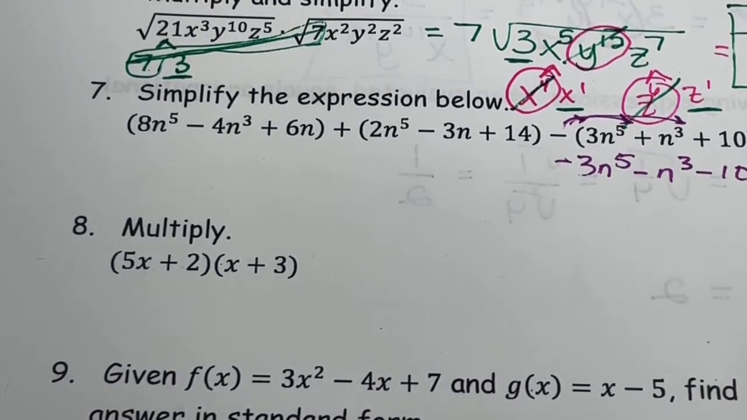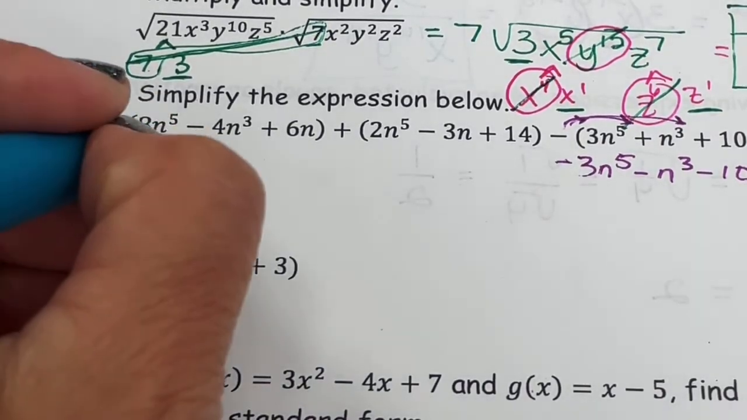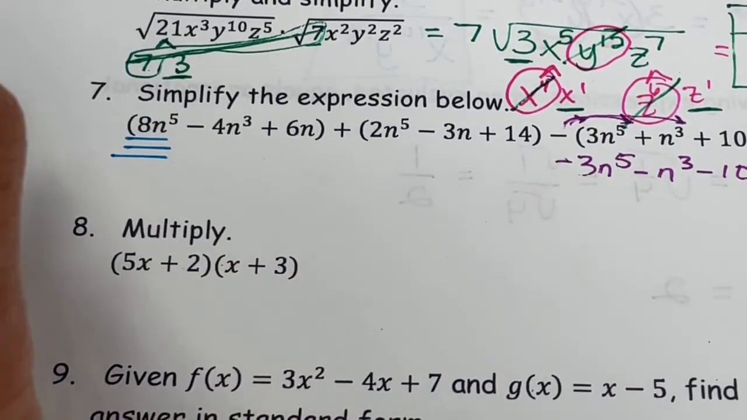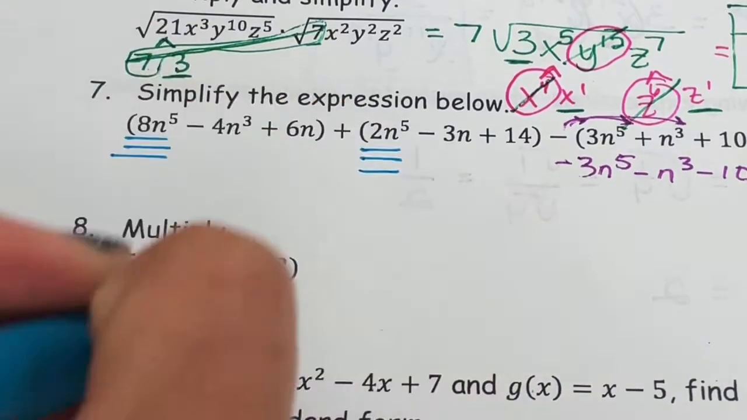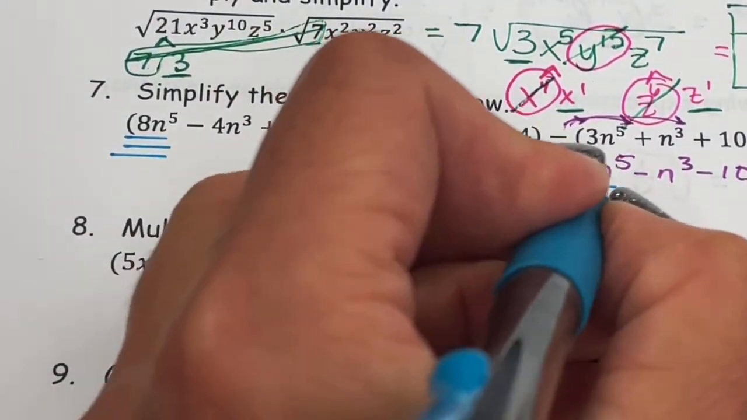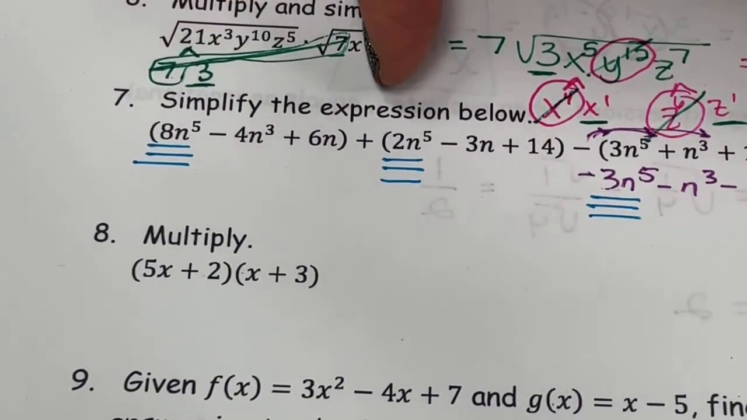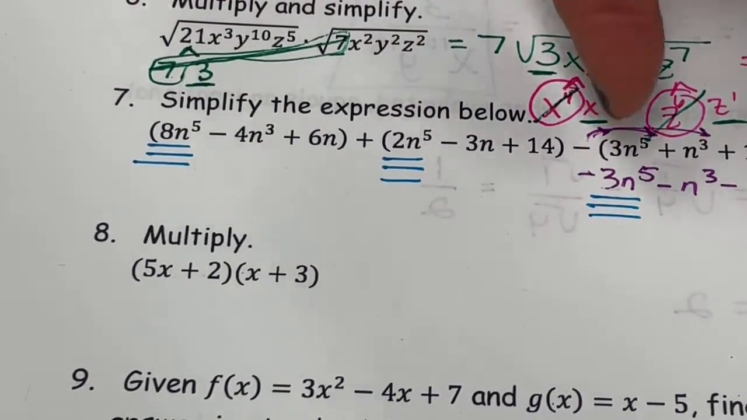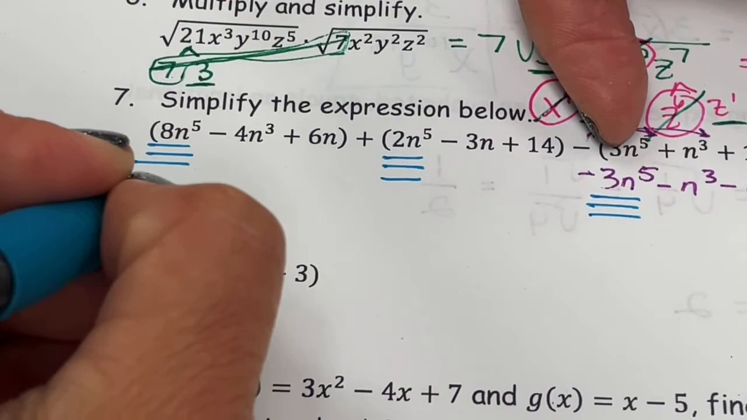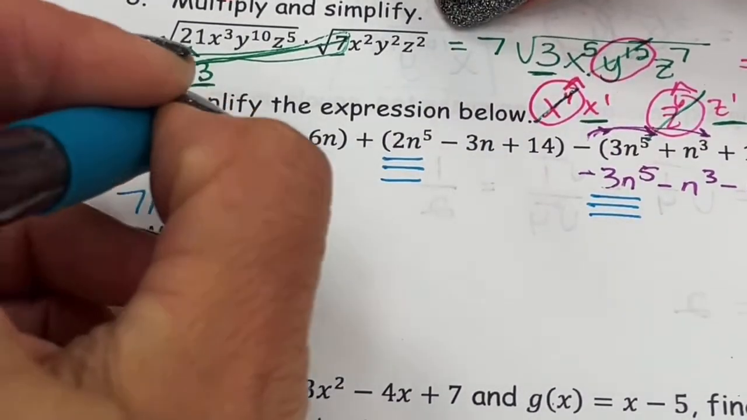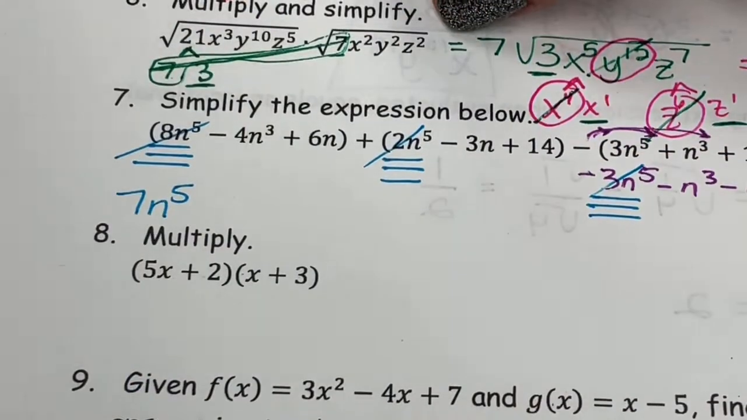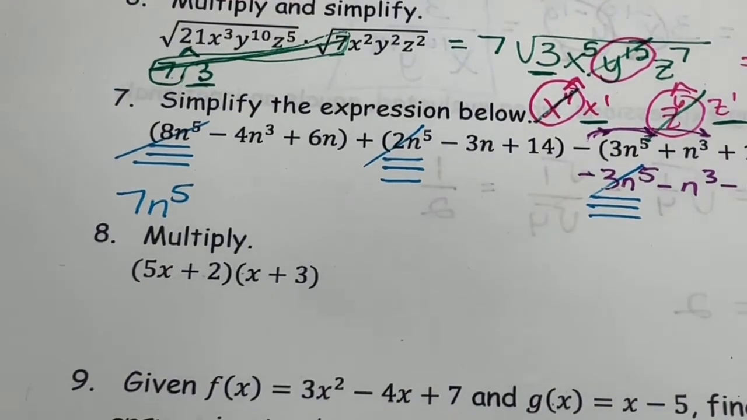All right, now I'm going to combine like terms, and I want to look for the highest degree. The highest degree is that n to the 5th. So I've got an 8n to the 5th, a 2n to the 5th, and a negative 3n to the 5th. So 8 plus 2 is 10. 10 minus 3 is 7, so that's 7n to the 5th. And then I'll just cross them out when I'm done with them. That way I don't have to worry about them anymore.